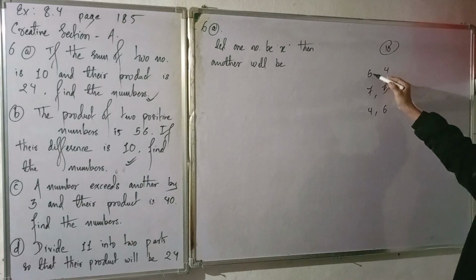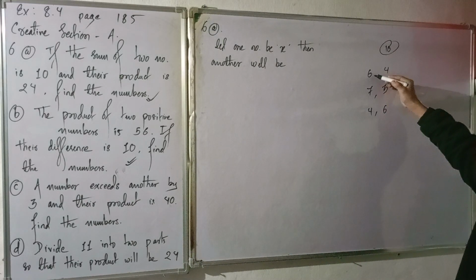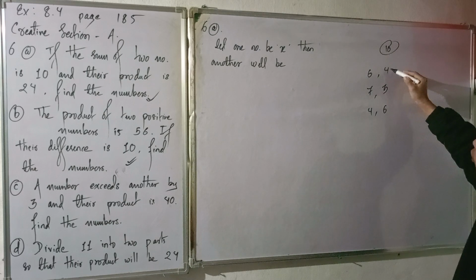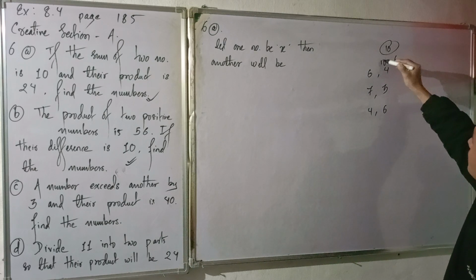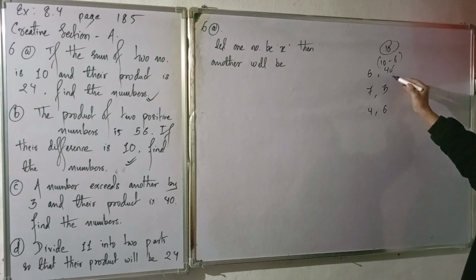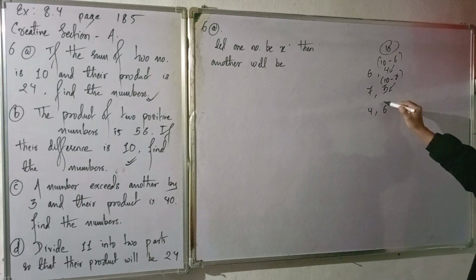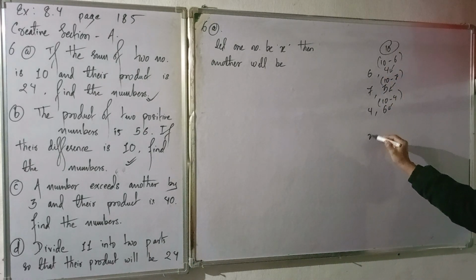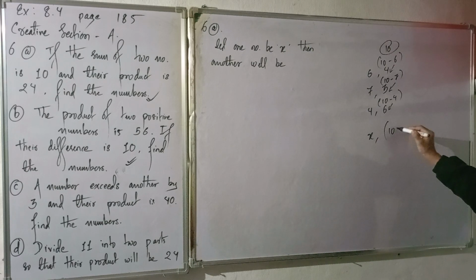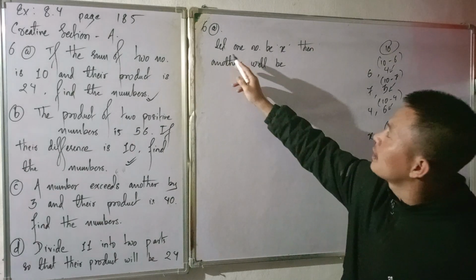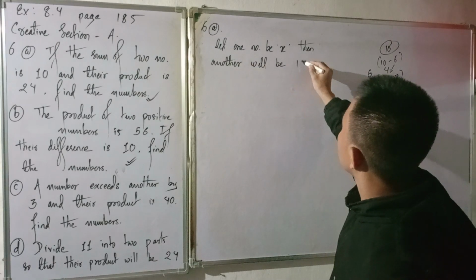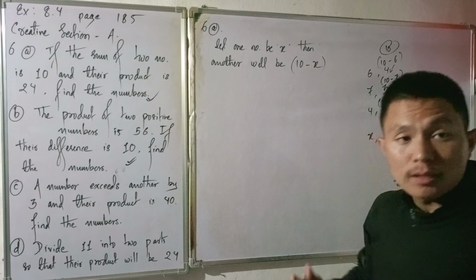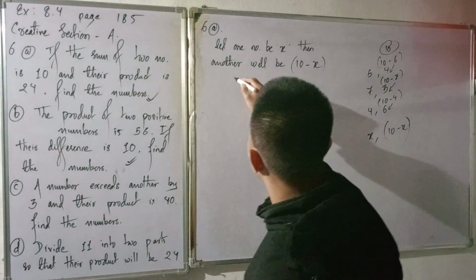Now look at this. If you suppose one number is 6, another number is 4. How do you get this number? 10 minus 6, that is 4. Same way, if one number is 7, then another number will be 10 minus 7, that is 3. Just like that, 10 minus 4 is 6. So in the same way, if we consider one number x, then another must be 10 minus x. Now here, let one number be x, then another number will be 10 minus x. You got it?